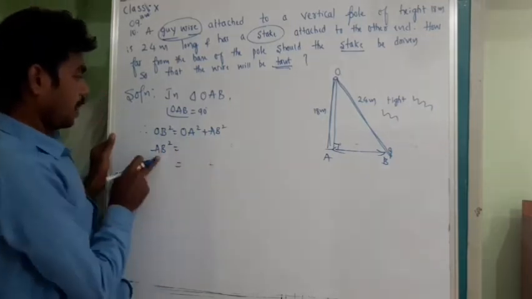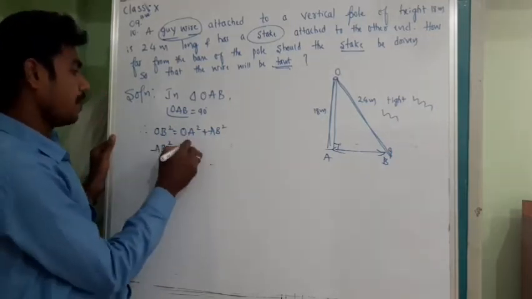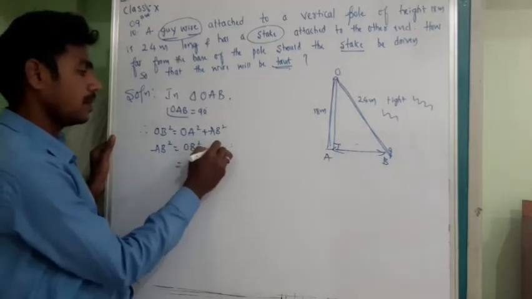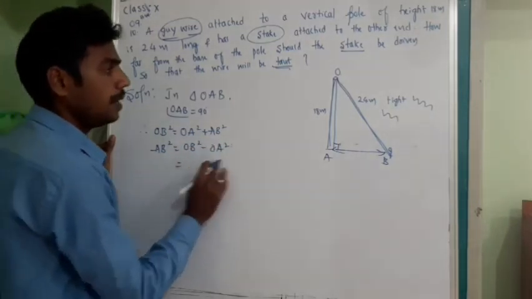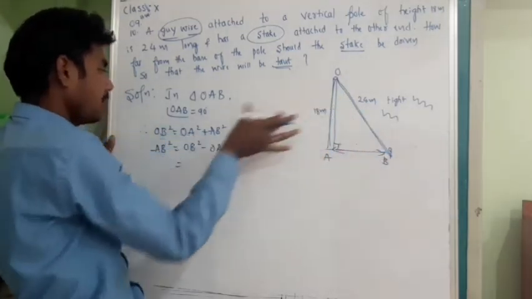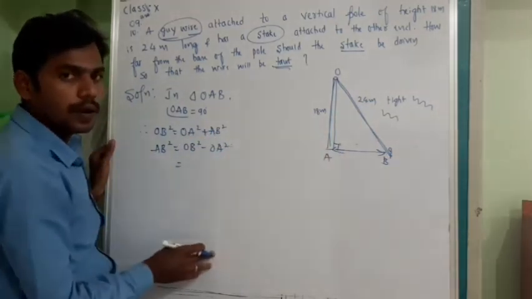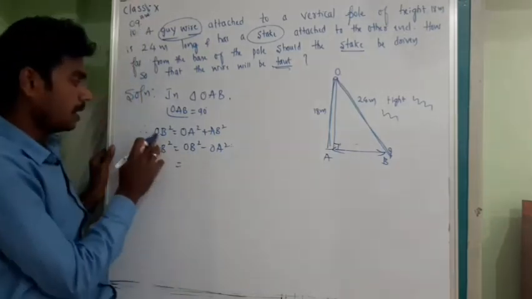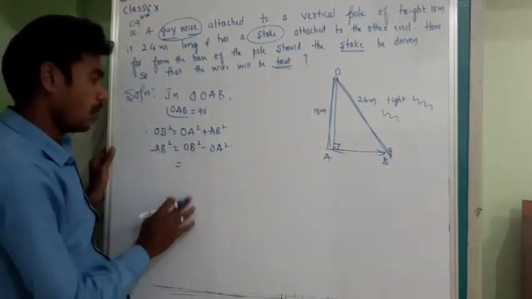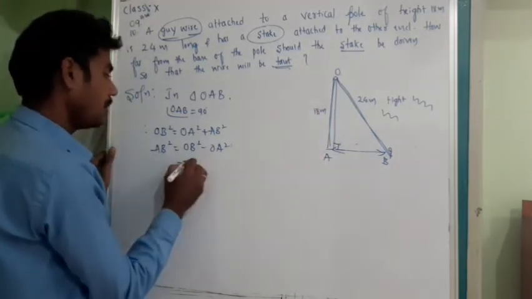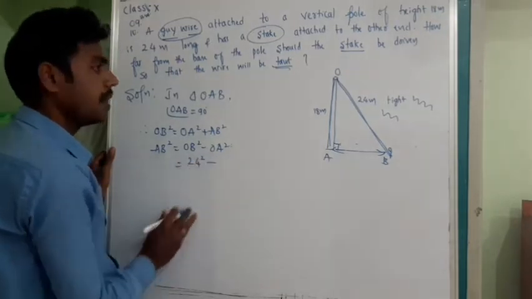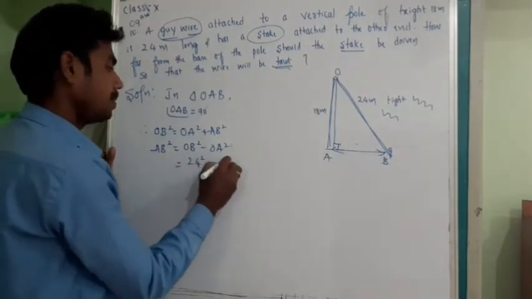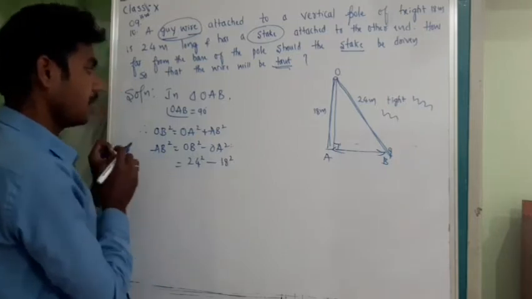This AB square is equal to OB square minus OA square. Where is OB? OB is the hypotenuse, and the hypotenuse square is equal to the sum of squares of the other two sides. That only I have written. I need AB square, so that is OB square minus OA square. What is OB square here? That is 24 square minus 18 square.